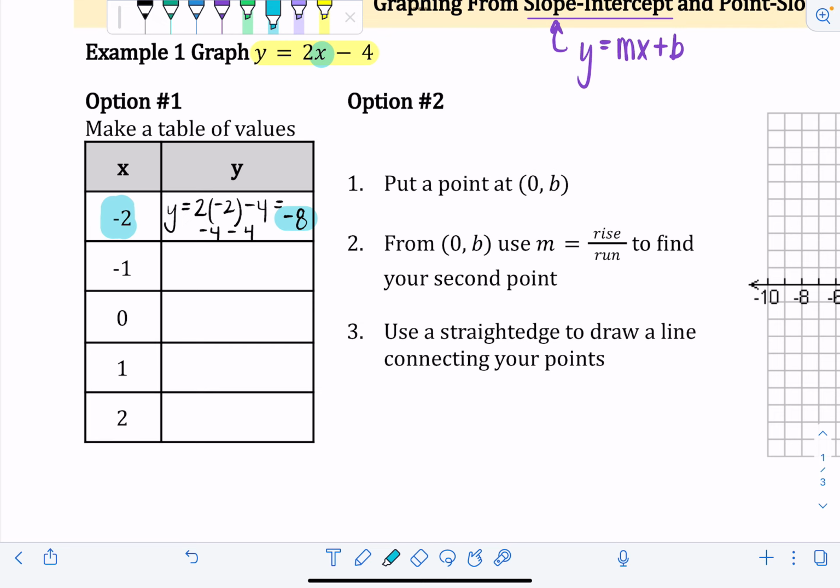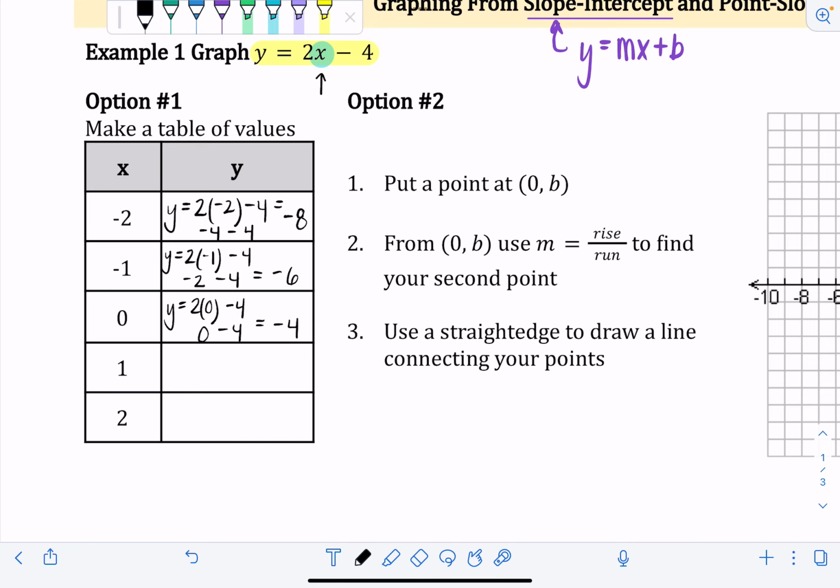It takes a little bit of time, so I'm going to keep working down the table. Next, x is going to be -1, so it'd be y equals 2, and then instead of times x like we have in the equation itself, we would put a -1 there, -4, and then I would do 2 times -1, which is -2, -4, and then -2 minus 4 is -6. And then next I would plug in 0 for x, so it'd be y equals 2 times 0 minus 4. And then 2 times 0 is 0, minus 4 equals -4.